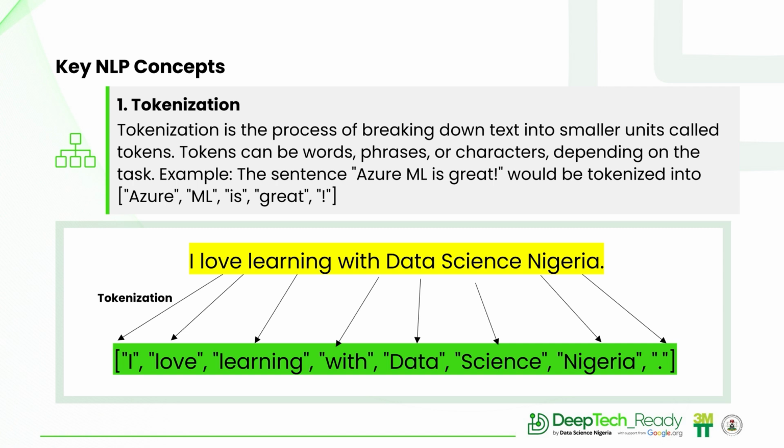Tokenization is the first step in text processing because machines can't directly work with raw sentences. Rather, those sentences need to be clean, structured pieces such that the machine can analyze it. Another example is "I love learning with Data Science Nigeria." This is a sentence. However, if this is to be tokenized, it's going to be I as a token, love token, learning token, with token, data token, science token, Nigeria token, and the full stop is also a token. And this always serves as our basis during text processing for NLP.